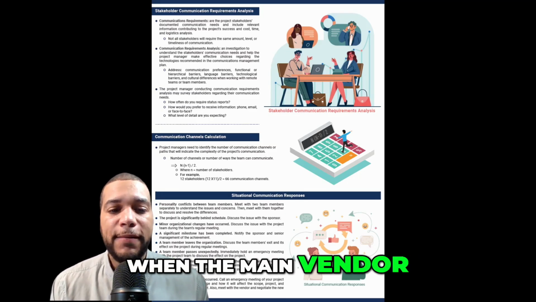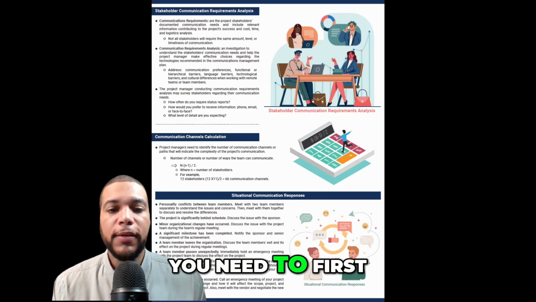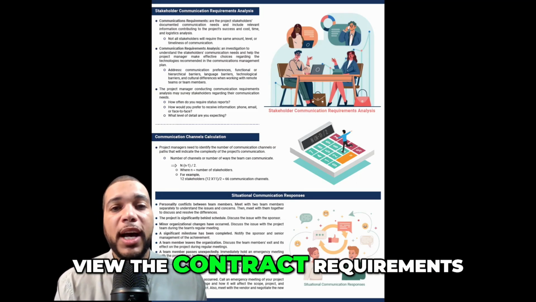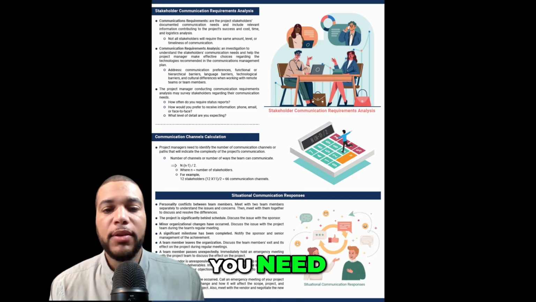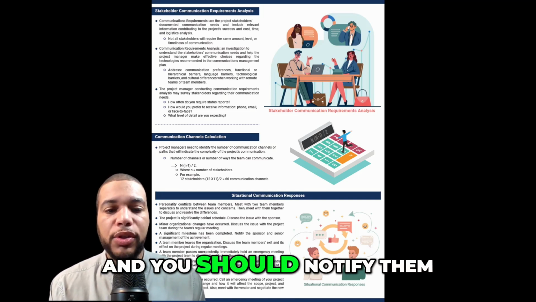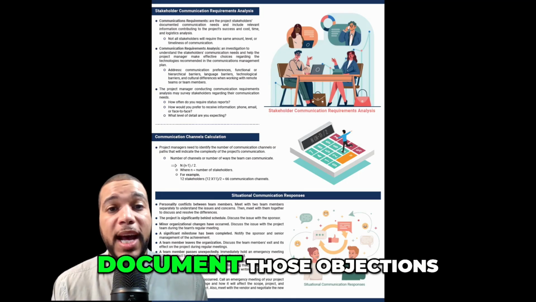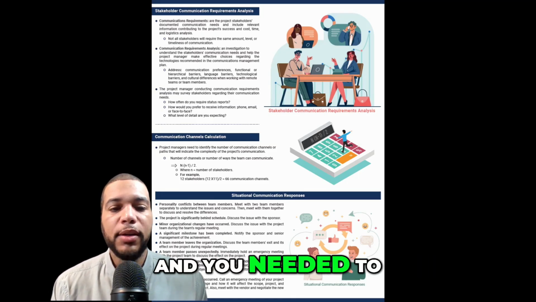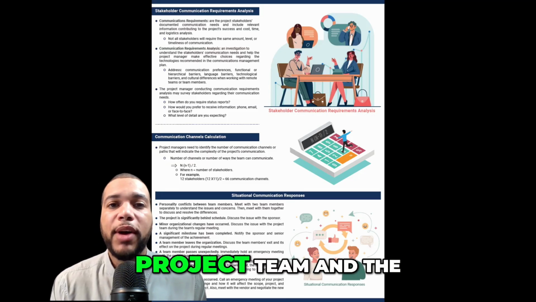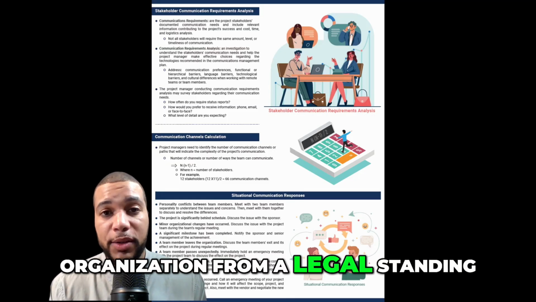When the main vendor is unresponsive, you need to first meet with the vendor, view the contract requirements and the deliverables. Immediately following that, you need to meet with the sponsor and you should notify them. You need to document those objections to the vendor in writing, and you need to protect yourself and the project team and the organization from a legal standing.